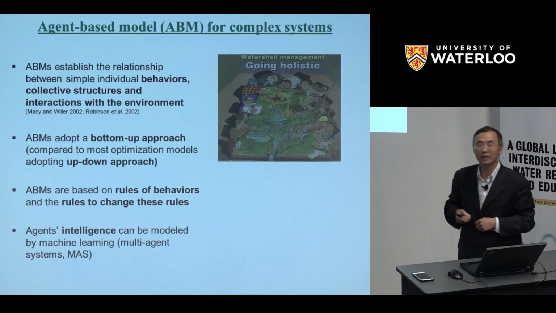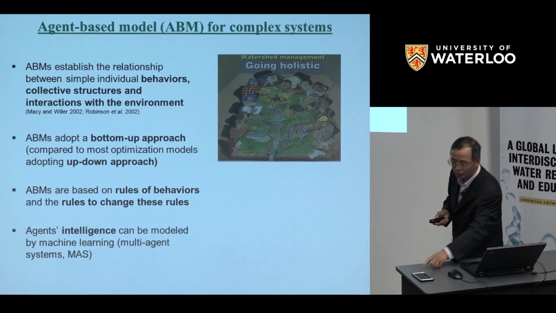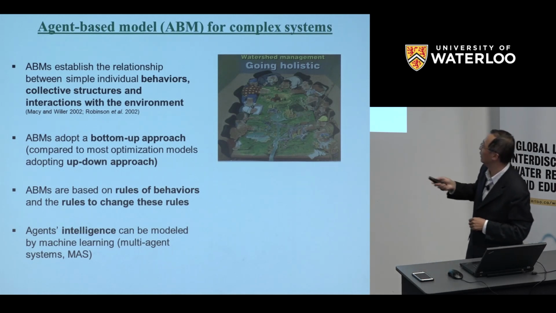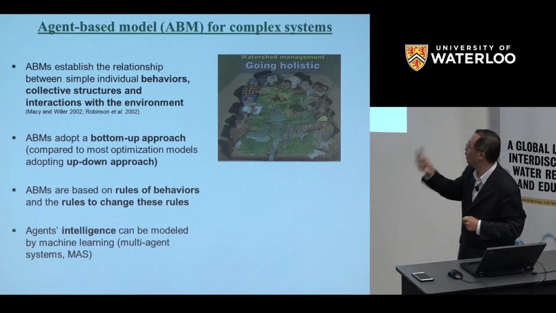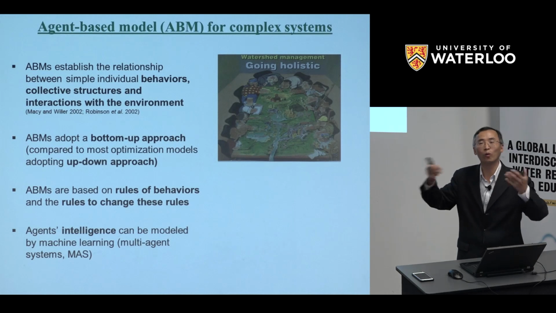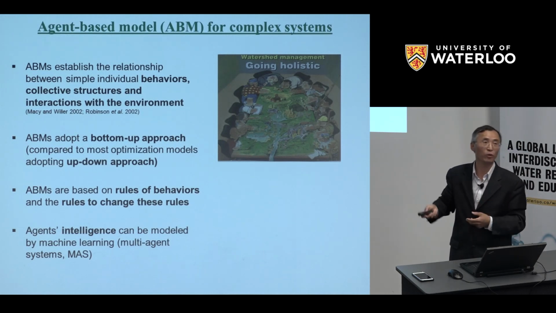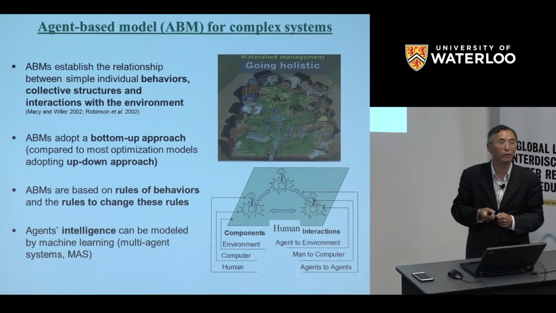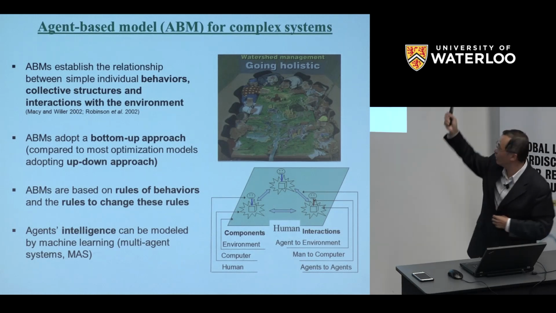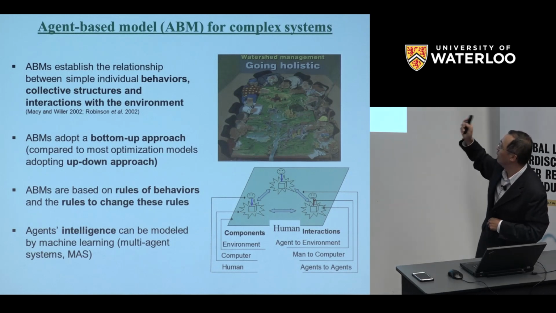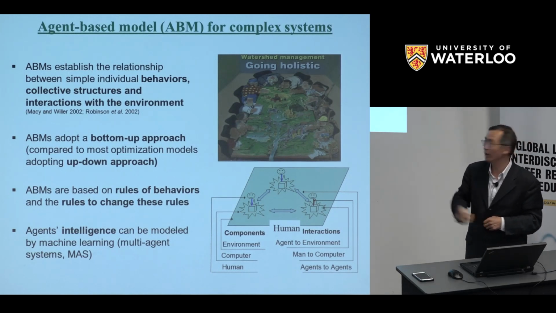Also, for an agent-based model, we need to develop some rules for behaviors, and sometimes we also need rules to change those rules, because those behaviors or institutions change over time. From a computer science perspective, we have an equivalent term called multi-agent systems. Multi-agent systems provide technology for us to simulate agent intelligence over time.